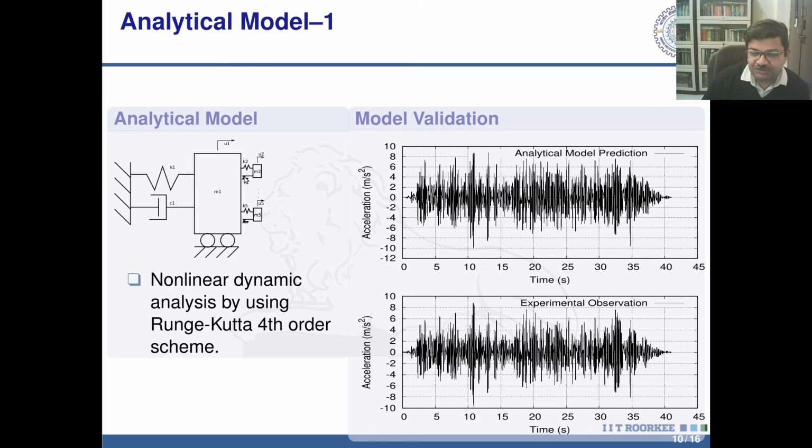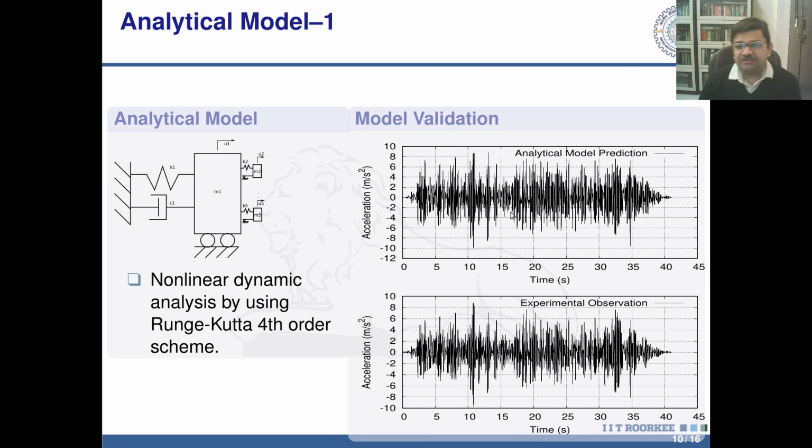Now because of this friction interface, this system becomes non-linear, and this entire thing has to be solved using non-linear dynamic analysis using the Runge-Kutta fourth order scheme. Of course, we can work out an equivalent viscous damper for this also, because the damping is anyway going to be very, very small, and the entire thing can be analyzed using linear analysis as well.